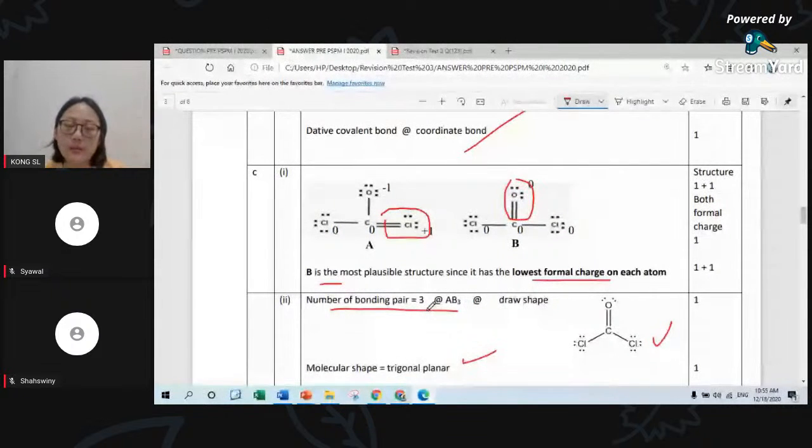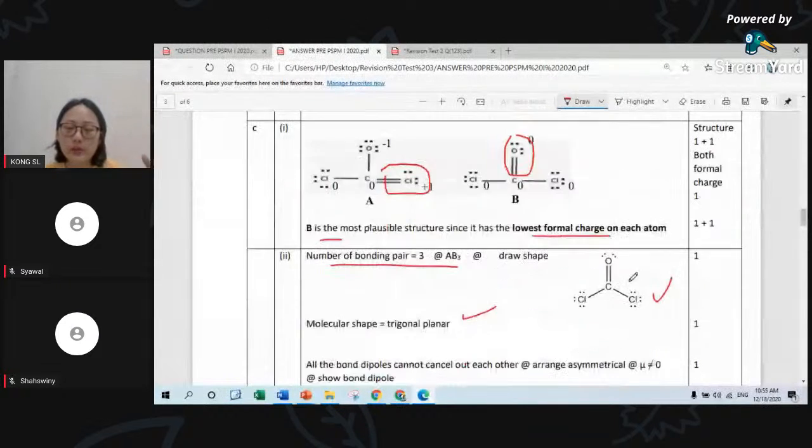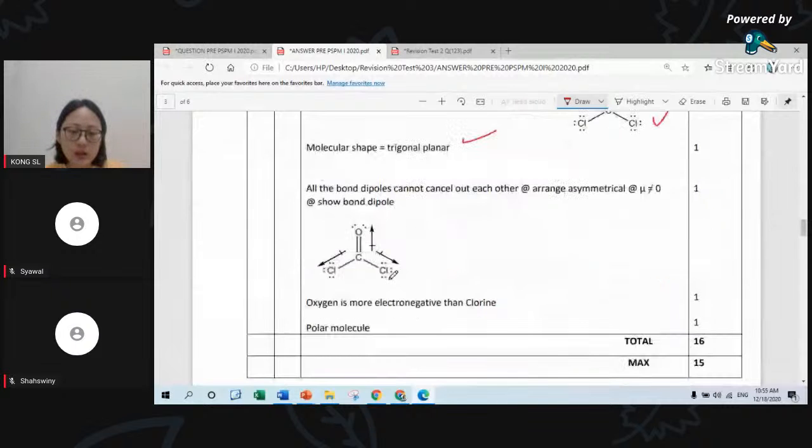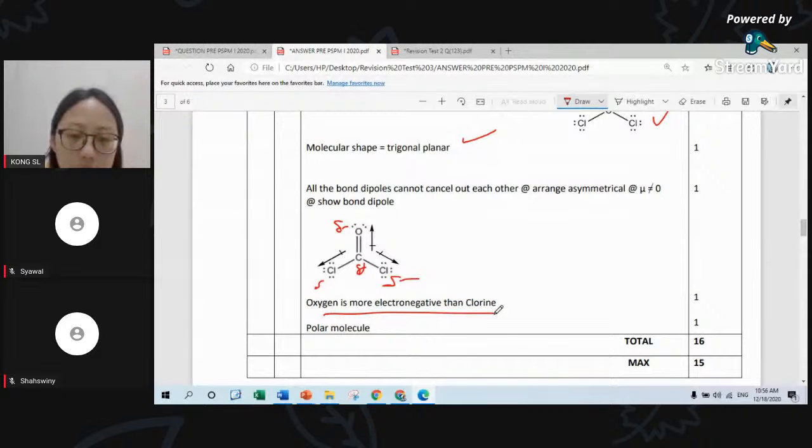Like the step I teach you in chapter 4. And then polarity also the same. Okay, we must label partially negative, partially positive, partially negative, partially negative. And then must mention oxygen is more electronegative than chlorine, cannot cancel, arranged asymmetrically, mu not equal to 0, that's why polar molecule.